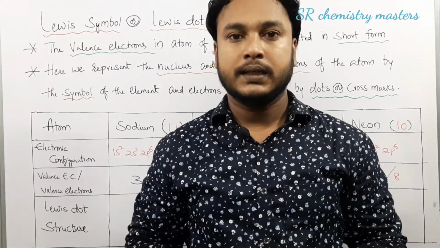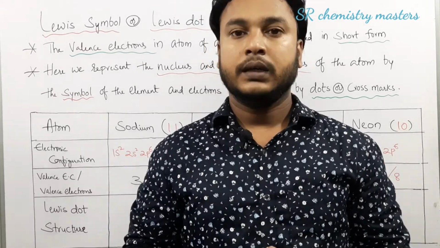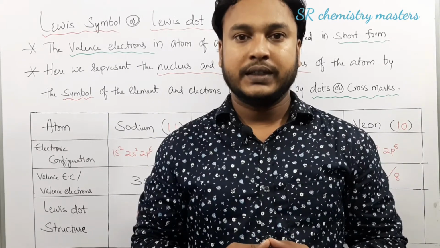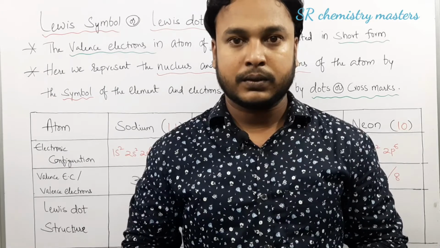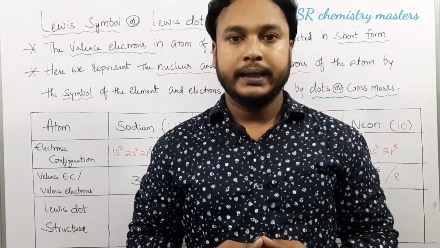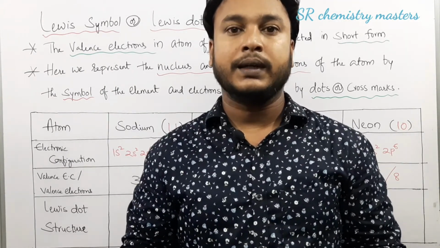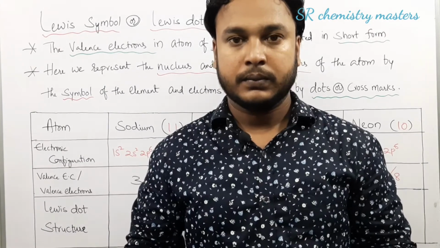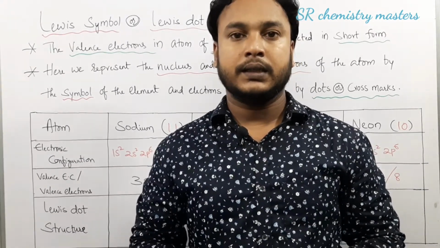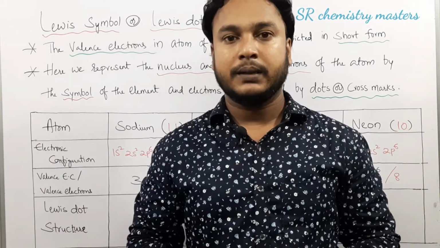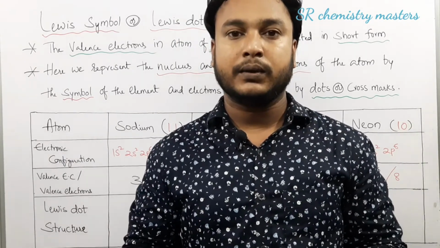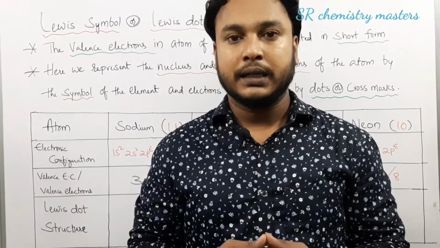What is the necessity for drawing the Lewis dot structure? Remember that the electrons which take part in chemical reactions are the valence electrons, and to know in detail about the valence electrons we require the Lewis dot structure. If we understand the Lewis dot structure, we understand how many valence electrons are present in an atom and how many electrons are taking part in the chemical reaction.